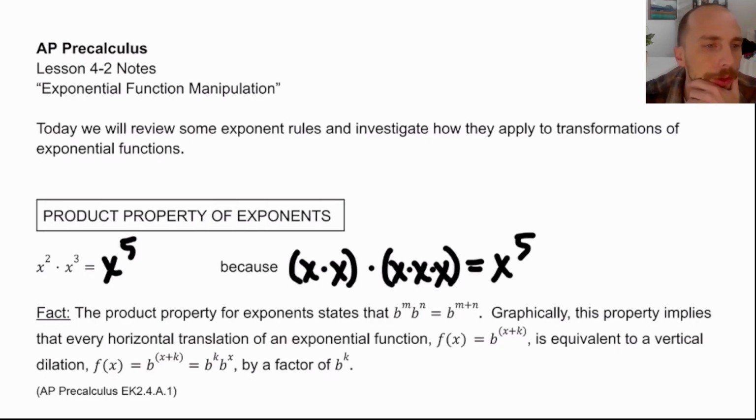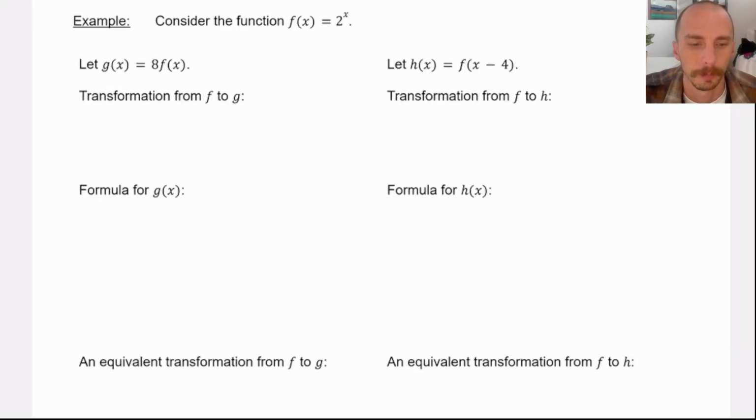And then what it says below is that the product property for exponents states that if we're multiplying two numbers and they've got the same base and different exponents, that's where we're just going to add the exponents. Okay, and graphically, this property implies that every horizontal translation of an exponential function is equivalent to a vertical dilation of that same function. Okay, possibly by a different factor, but that they are actually the same.